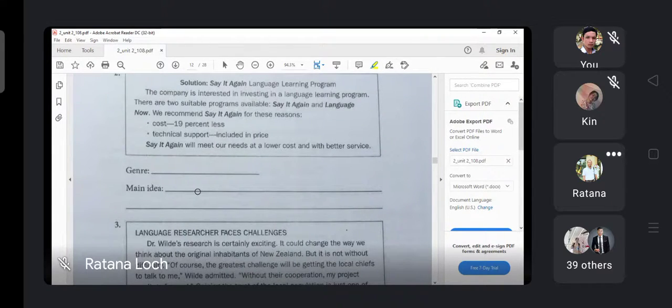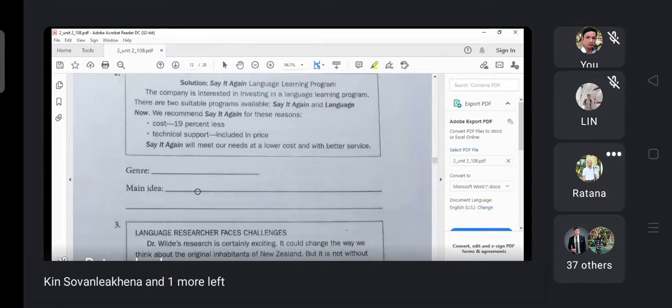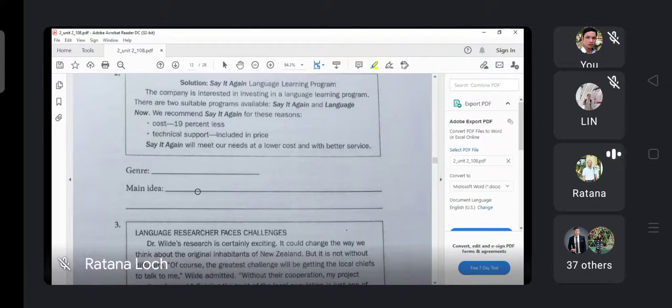Low cost with better service. Because technically, with the types of text, sometimes they show the keyword in the first sentence or the second sentence. But sometimes they show the main idea or keyword at the last sentence or the second-to-last sentence, for example, like that.